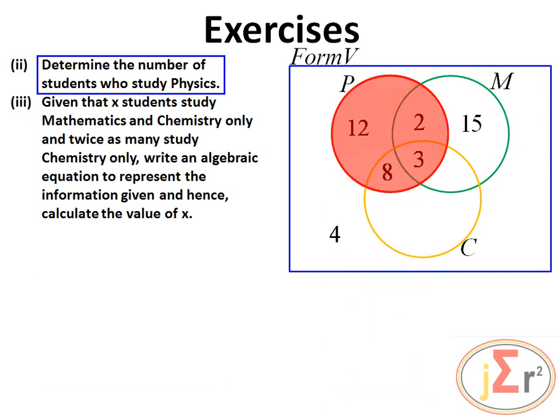Of course, there we have it. In physics, we have 12, 2, 3, and 8 students. So, adding all of those together, we get 25.